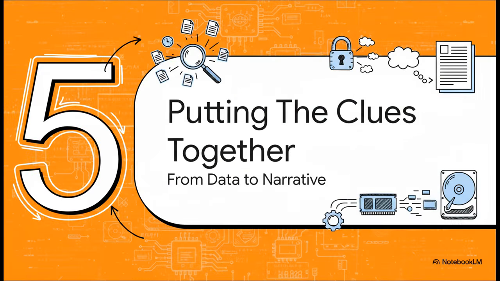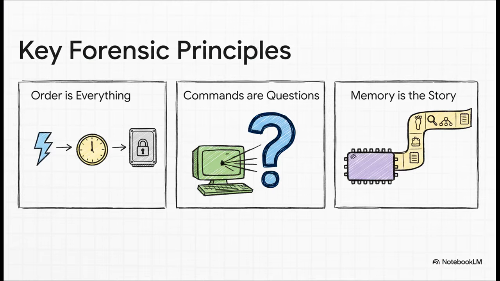All right, so we've collected the fleeting ghosts from RAM and the permanent fingerprints from the hard drive. So what's the big picture? What are the key principles that let us turn all this raw data into a coherent story? It boils down to this. First, order is everything. You have to follow the order of volatility, from most fragile to least, to make sure you don't accidentally destroy your own evidence.